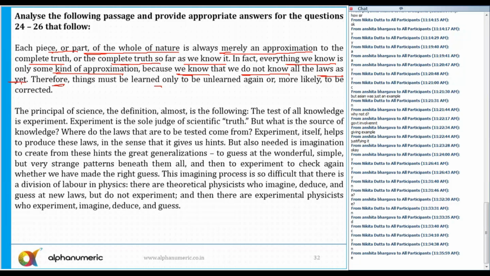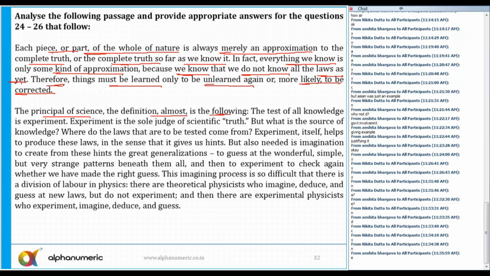Therefore, things must be learned only to be unlearned again, or more likely to be corrected. So you cannot say with 100% certainty that this is a complete truth. It can merely be an approximation. So the principle of science, almost the definition, is as follows.